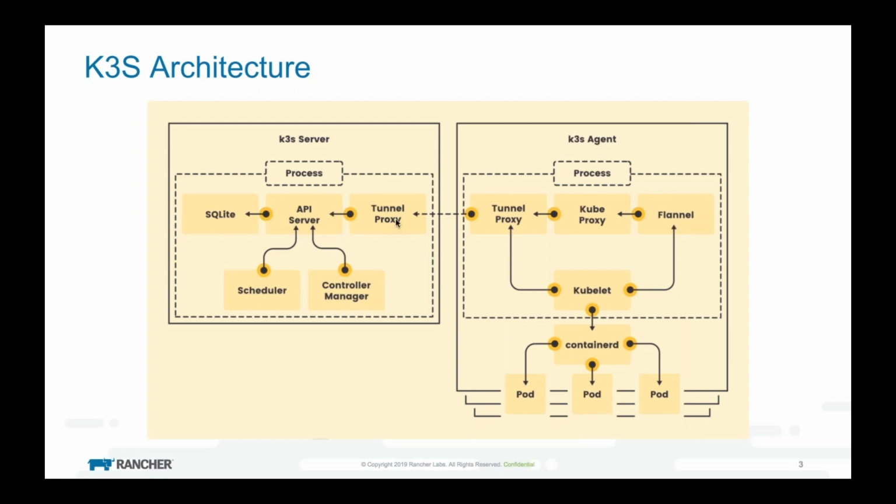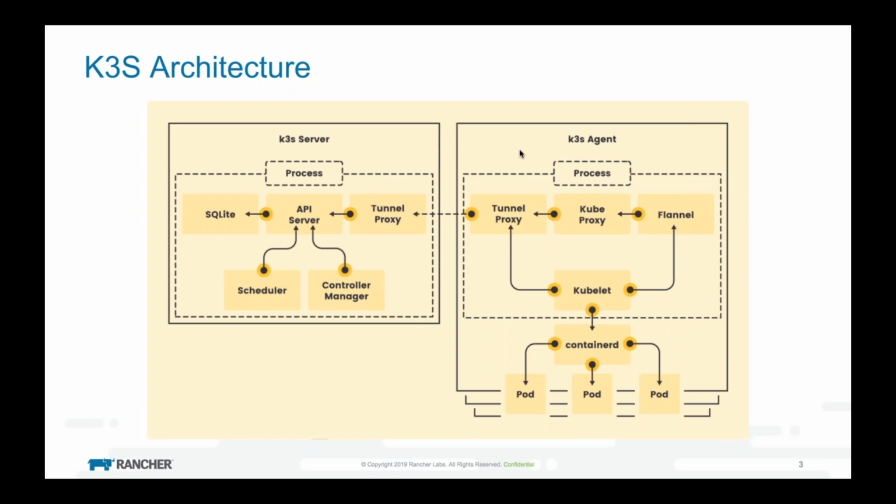So what are the components that run in the server and agent? By default, when the server runs, it generates certificates, installs the directories and everything else, and then runs the basic components of a master node, which are the API server, scheduler, and controller manager, and of course the database backend, which is SQLite by default. So when you run the server, you get the main master components in addition to the tunnel proxy, which I'll talk about in a minute.